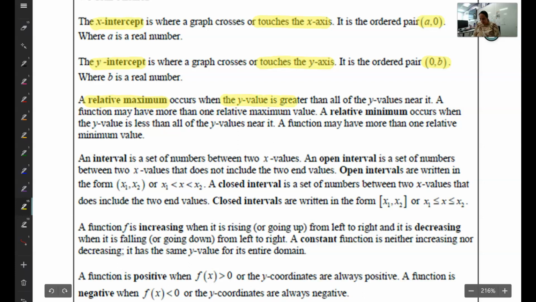We have relative maximums. That's where the y value is greater than all the y values near it. Key to that one is it's a y value. Maximums and minimums are not written as coordinate points. They're written as y values. And then the relative minimum, when the y value is less than all the y values near it. So, typical maximum would be that. Typical minimum would be that.